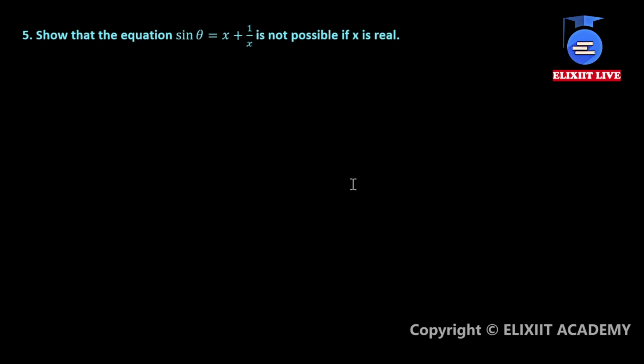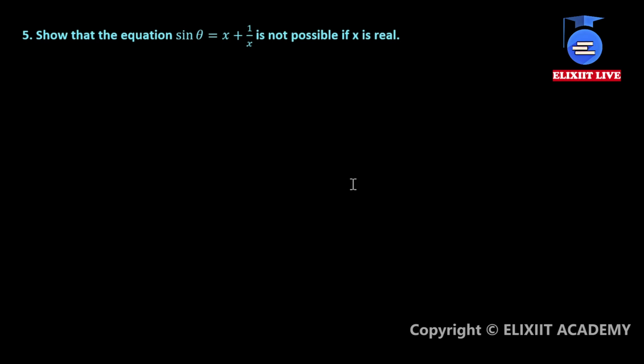This equation is not possible if x is real. For any real values of x, you will not get values of this particular thing. Means the right hand side is x plus 1 by x. You have to prove this basically. Proof based question. Nice proof based question actually.